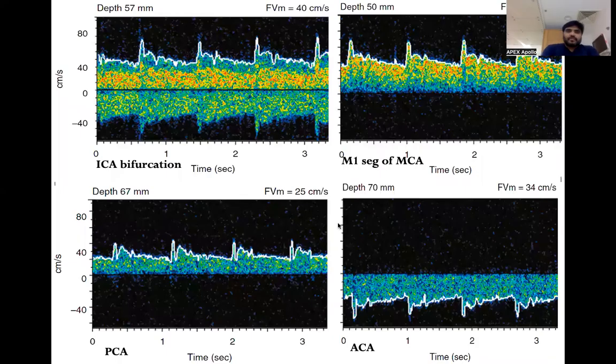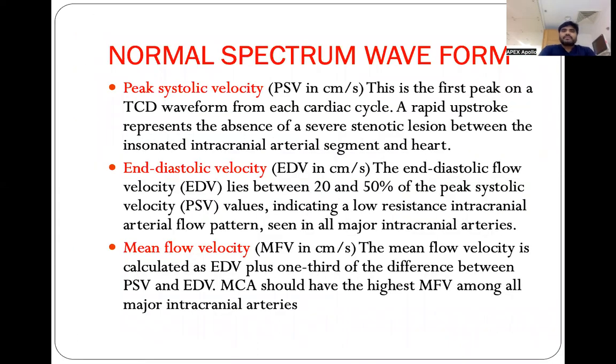The figure shows the ICA bifurcation into the ACA and MCA. You can see it at a depth of 57 mm. The M1 segment of MCA can be seen at a depth of 50 mm. PCA can be identified and distinguished from the MCA because of a low flow velocity, at a depth of 57 mm. The ACA first segment can be identified at a depth of 70 mm. There is a normal spectral waveform and there is terminology.